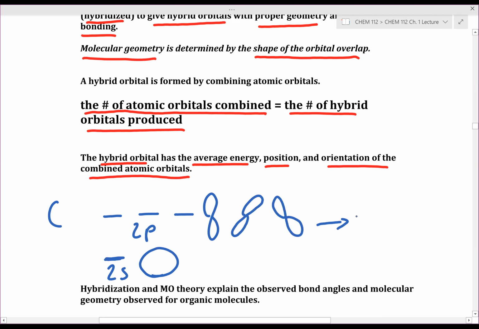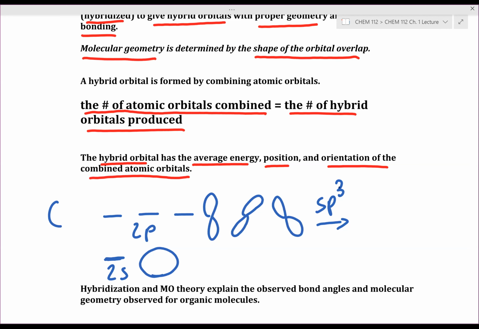Now, if we combine them together and hybridize them to make what's known as sp3 hybridized orbitals, what we're doing is we're taking this s orbital and combining its energy and geometry, its shape, with these 3 p orbitals. That's why it's sp3. So how many total orbitals have we put in? How many total orbitals are we mixing? We mix this s and these 3 p orbitals. 4. So how many hybrid orbitals will we get out?